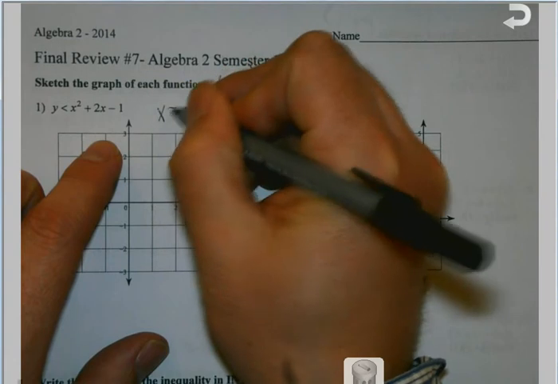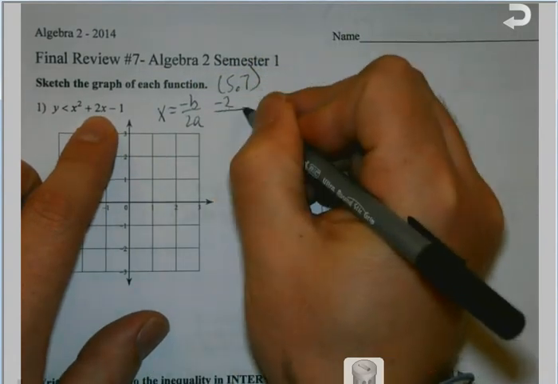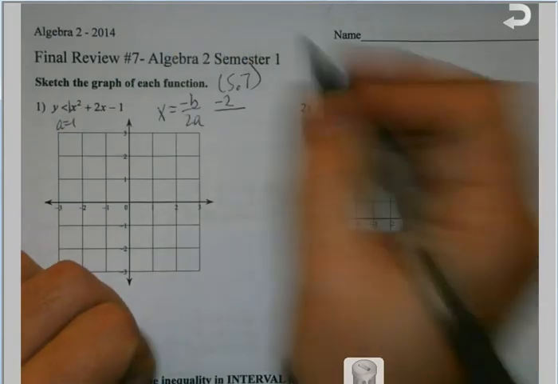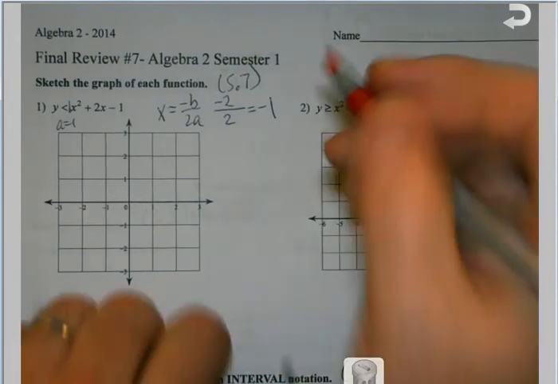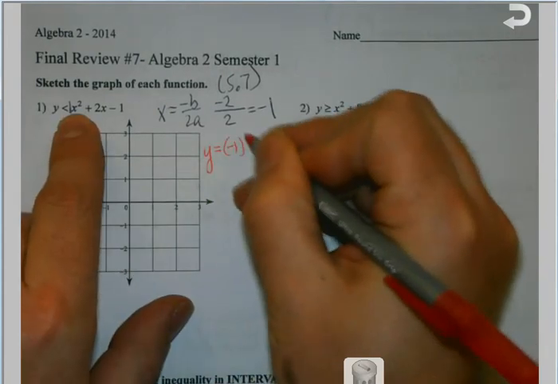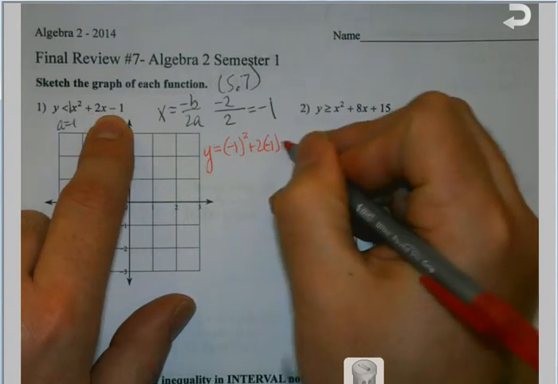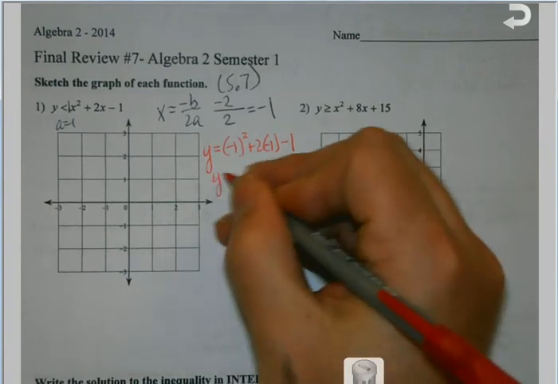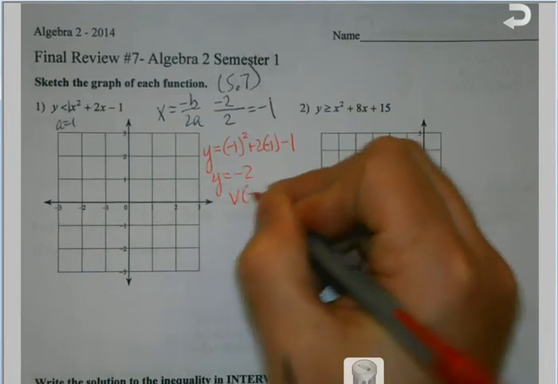vertex, our negative b over 2a to get the x value. So negative 2 over 2 times a, my a value is 1, the number in front of my squared term. So my x value ends up being 1. To get y then, I just plug that 1 back in wherever there's an x. Got to remember it's a negative though, that's kind of important. And again, you can punch this whole thing into the calculator or you can do it in your head. So 1 minus 2 is negative 1 minus 1 is negative 2.